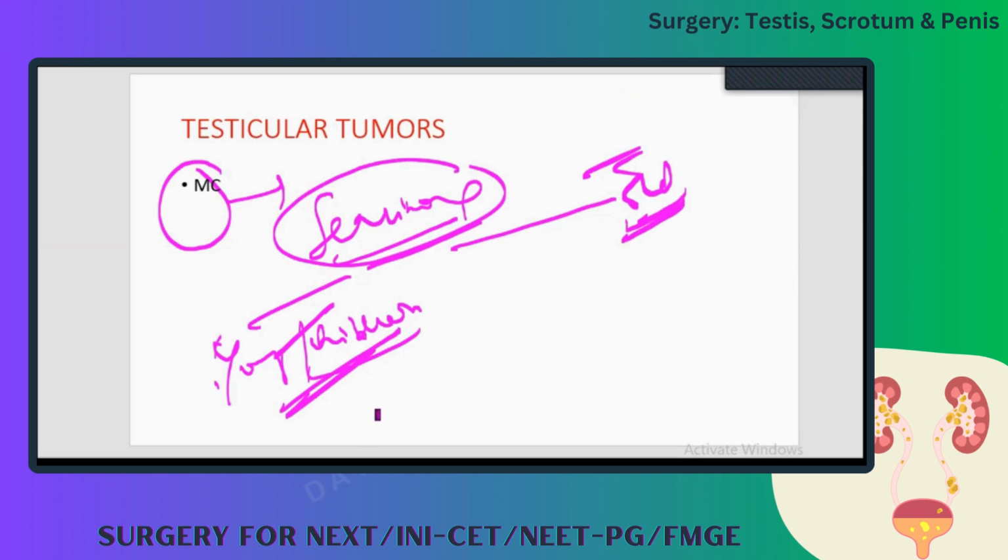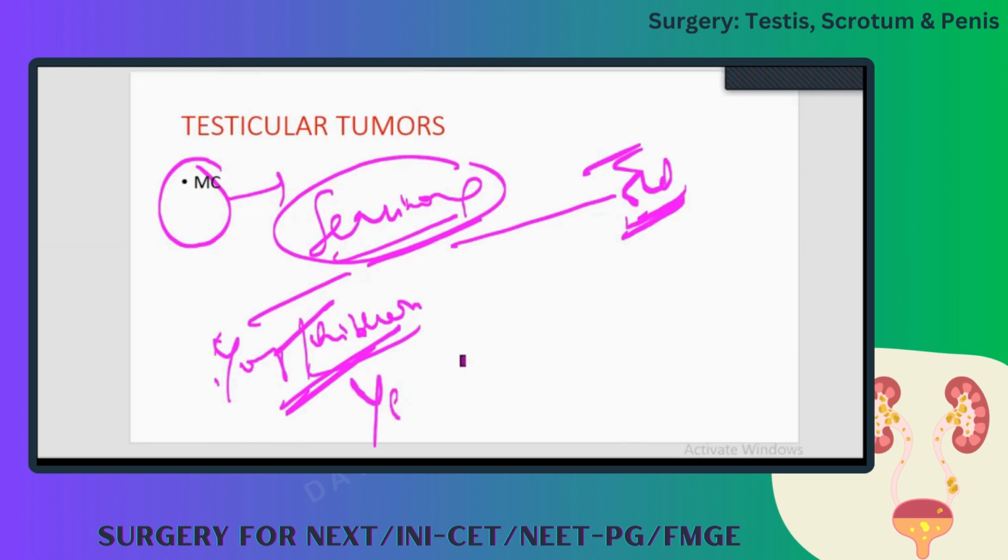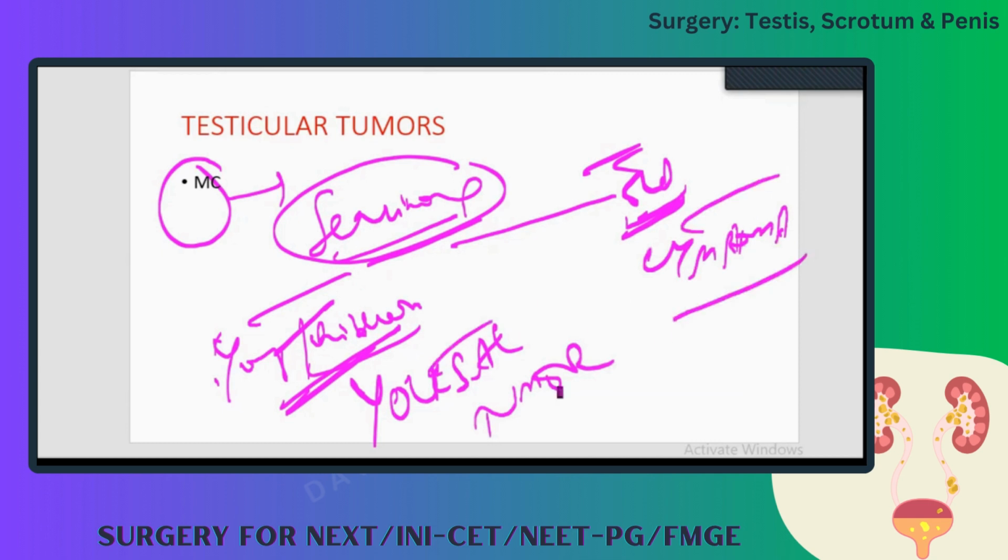In young, it is yolk sac tumor. Remember, in young, it is yolk sac tumor. In old, it is lymphoma. Remember these MCQs? 3 MCQs.